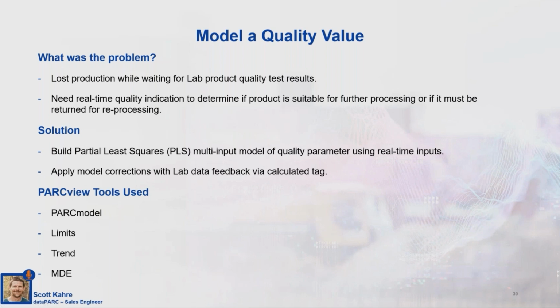Partial least squares is a linear modeling technique, and it's available in DataPark's Park Model tool. And then once we have that model built, we can apply model corrections with lab data feedback using a calculation in, again, DataPark's calculated tag function. So we're going to use Park Model, which is, again, that PLS modeling tool. We can use limits to set up alarms based on the model results. And of course, we're going to use trend to view the model results, and the lab data is contained in our manual data entry system, which is abbreviated M.